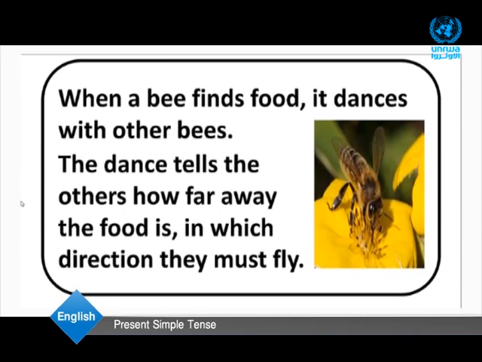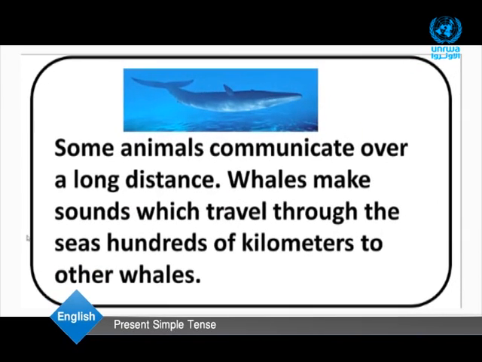When a bee finds food, it dances with other bees. The dance tells the others how far away the food is, in which direction they must fly. Some animals communicate over a long distance. Whales make sounds which travel through the seas hundreds of kilometers to other whales.